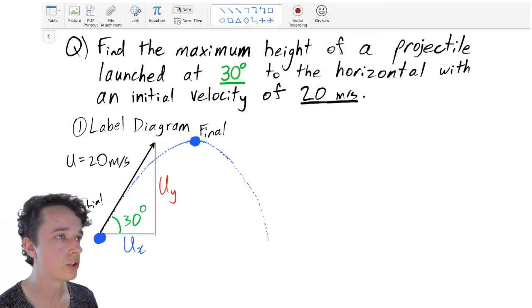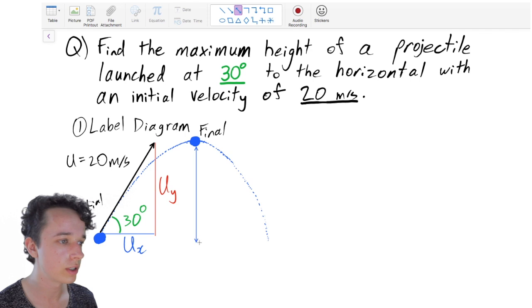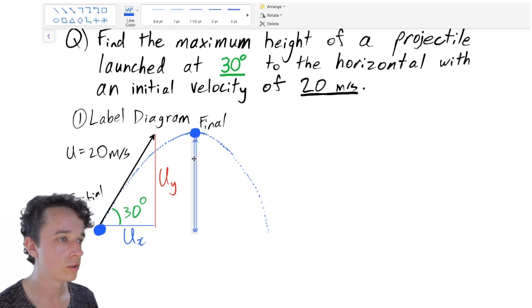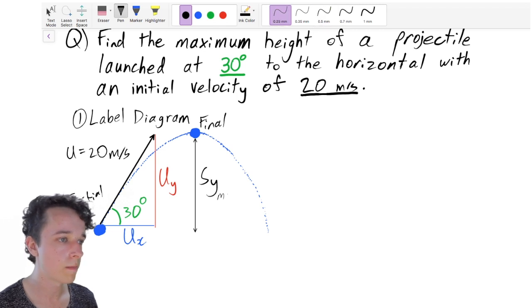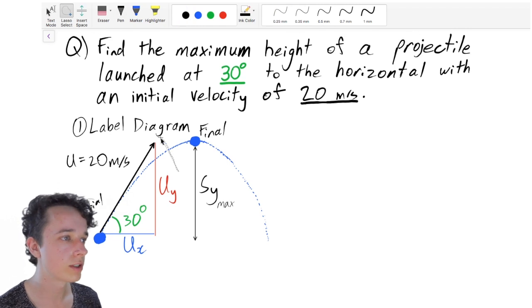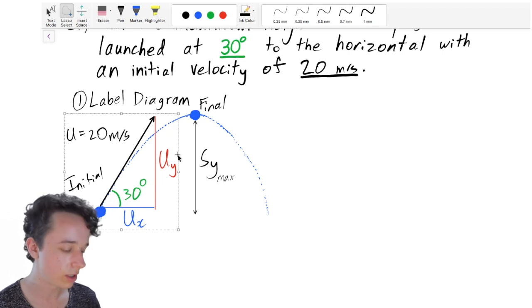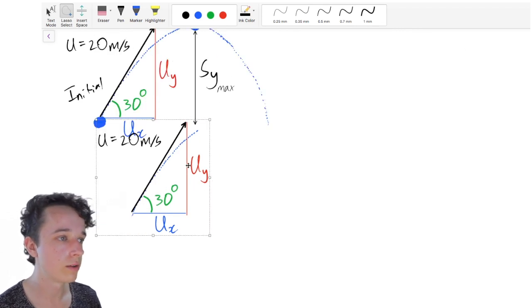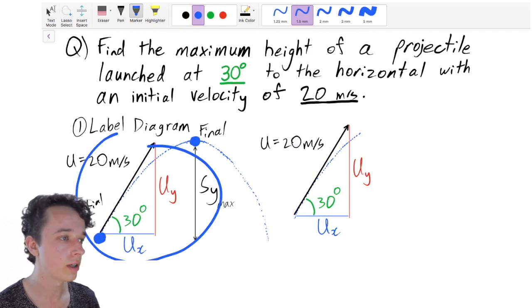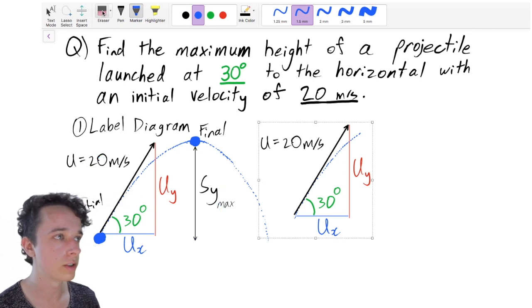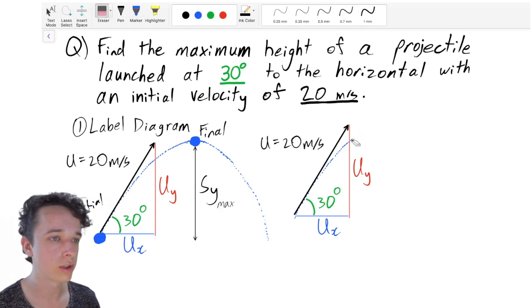Also, just to remind yourself what you're finding, I'll draw the displacement here that we're trying to find, and I would label that as SY max. So the next step is to take this initial velocity triangle, and in a test, I'd either redraw the triangle or I'd just do what I'm about to do on this thing here. But for the sake of clarity, I'll redraw it just so it's a little more obvious what I'm trying to show.